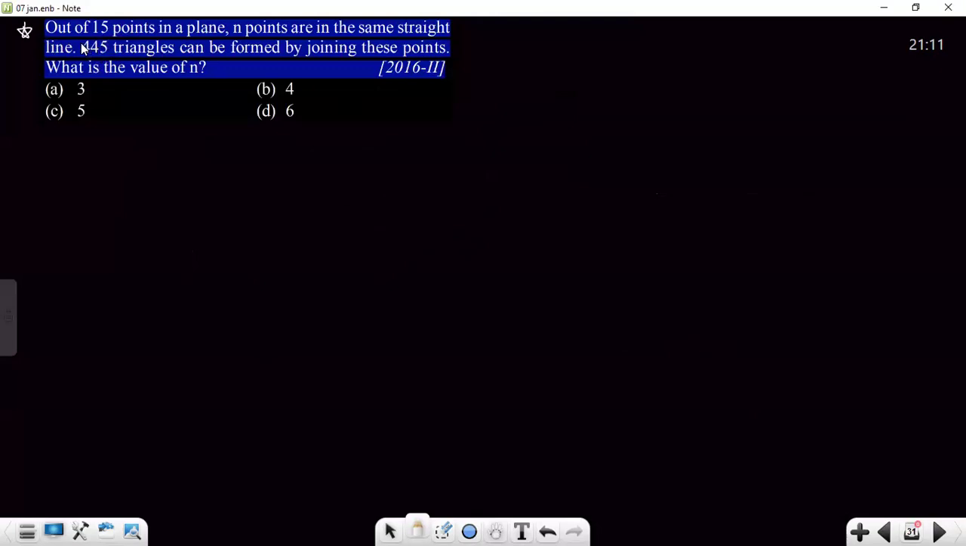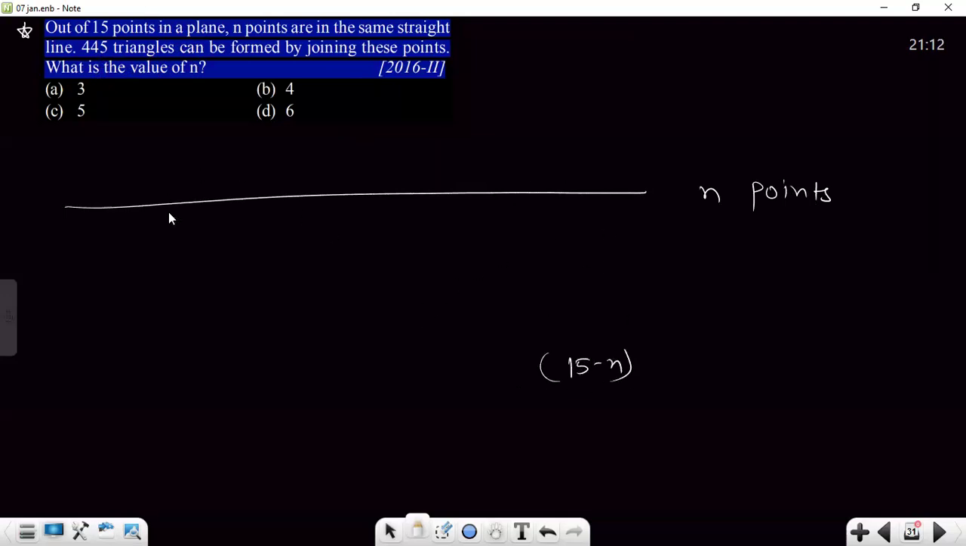Out of 15 points in a plane, n points are in the same straight line. So 15 minus n points are not on the straight line as per the given conditions. The total number of triangles that can be formed by using these points is 445.